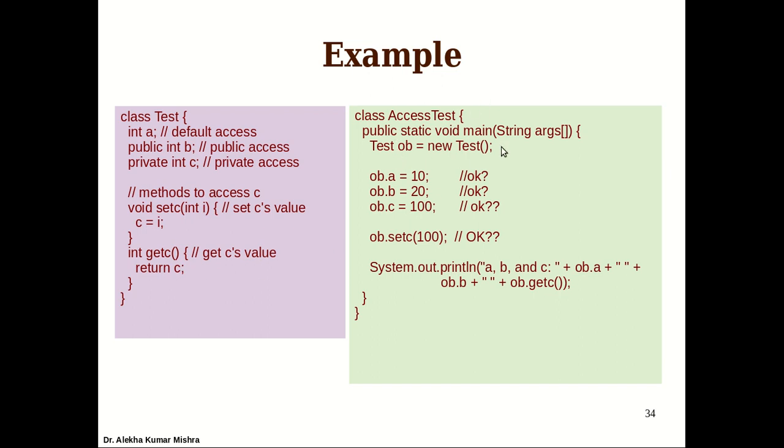So in the main function we are creating an object ob, and ob.a is fine, because a is public within the package. ob.b is fine, but this is an error: ob.c, because c is private, we will get an error right here. If we try to access or modify it through the member methods, fine, then it will be absolutely better. So this is how we provide an access specifier to a member depending upon the access control that we want to impose on the data field.